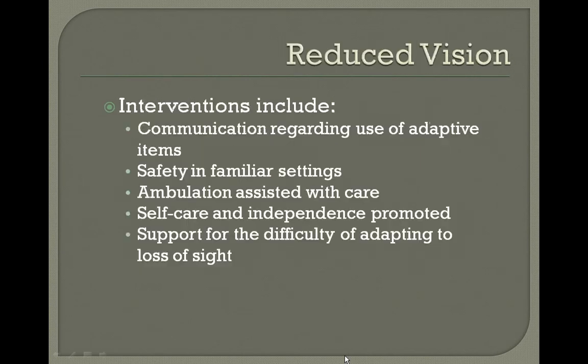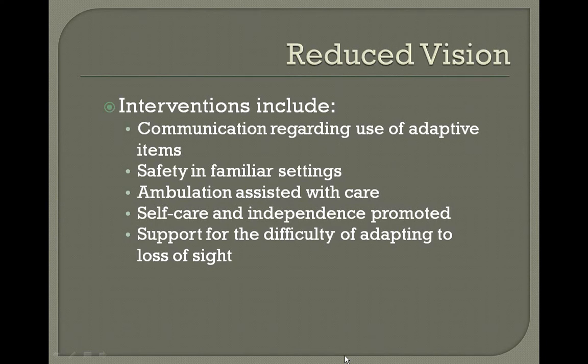Now, with reduced vision, as it says here, interventions are going to include communication regarding the use of adaptive items, because we have a lot of patients that may live by themselves, and so they're going to need some type of adaptive items to be able to function within their environment safely. They're going to need safety in familiar settings, and so in their home, they're going to require more help and more assistive devices, maybe guardrails.